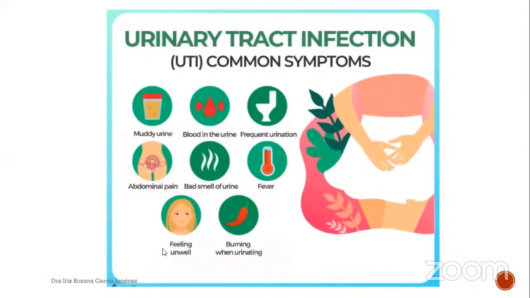About the common symptoms of a urinary tract infection, we can check muddy urine, when it's not clear as we expect, it could be a little bit different. Blood in the urine, frequent urination, abdominal pain, bad smell of urine, fever, feeling unwell, and burning when urinating. Very common, right? So that's the correct way to express them.